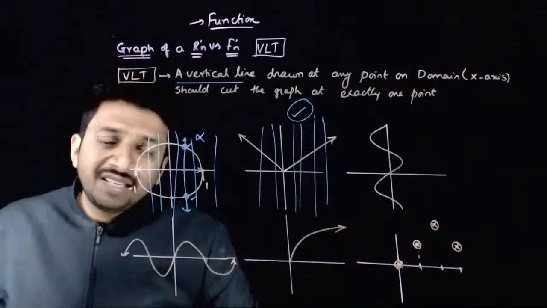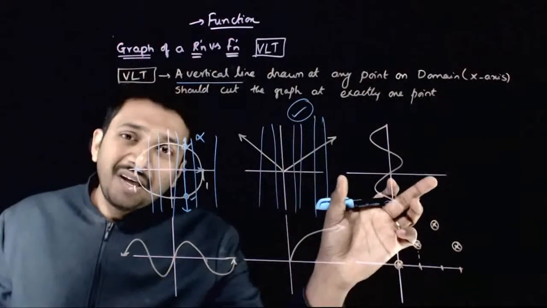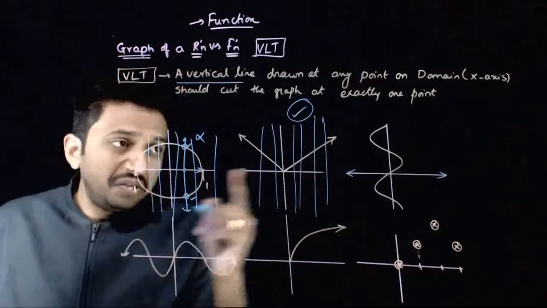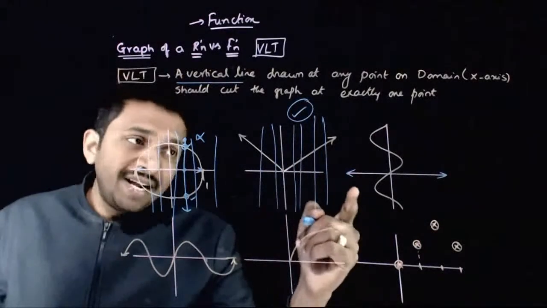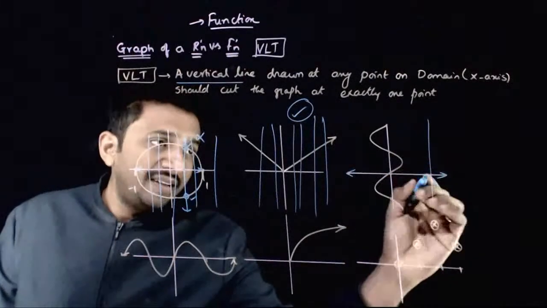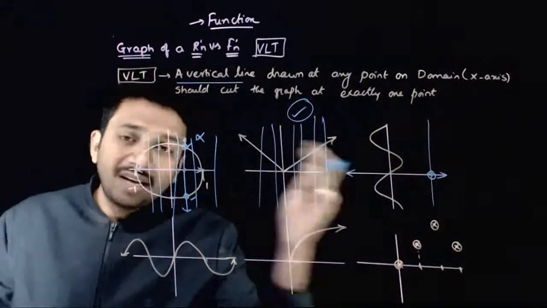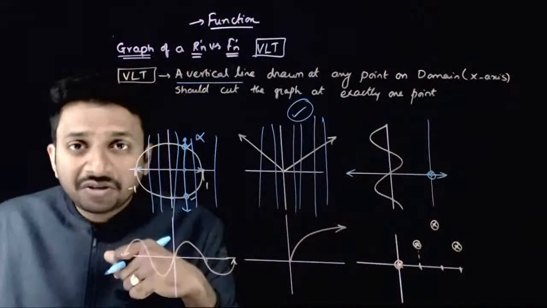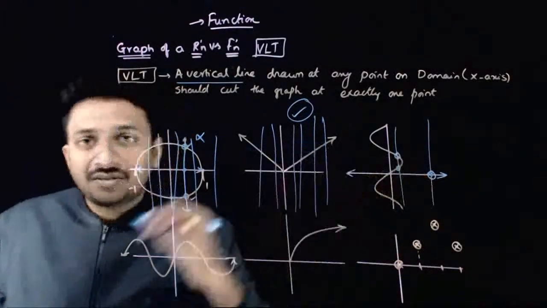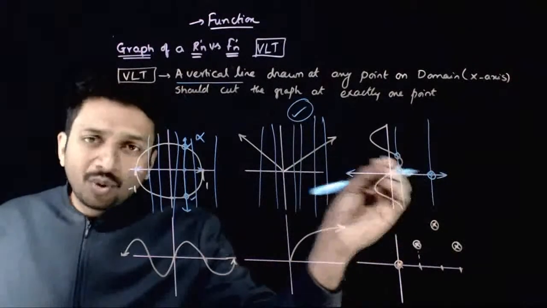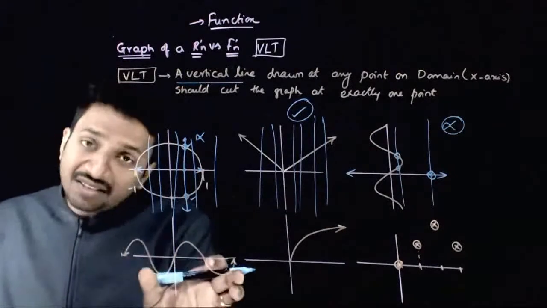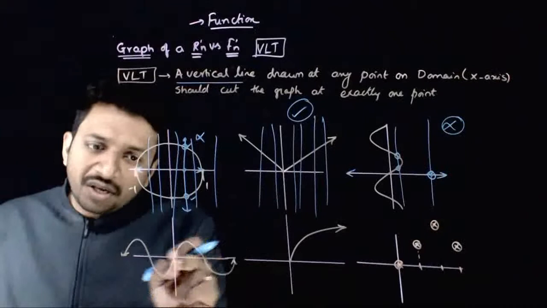Let us say that this graph is being defined on real numbers, that is from -infinity to +infinity. Then you need to check VLT at every point on the domain. If you draw a vertical line somewhere at this point, you can see that this vertical line is not cutting the graph. That means this x does not have an image. And if you draw the vertical line here, this x corresponds to 2 images. So some points have more than one image, some points do not have an image, and this is not a function.